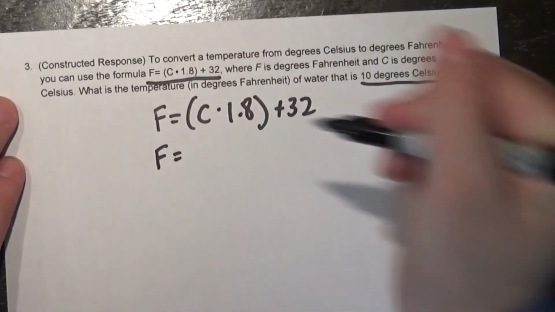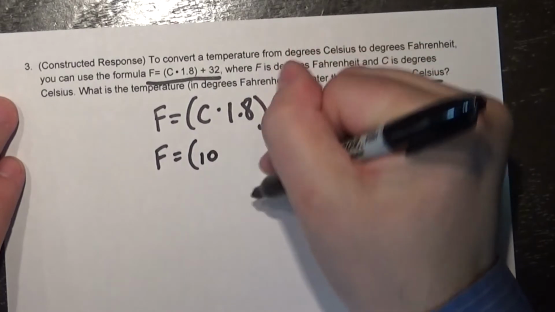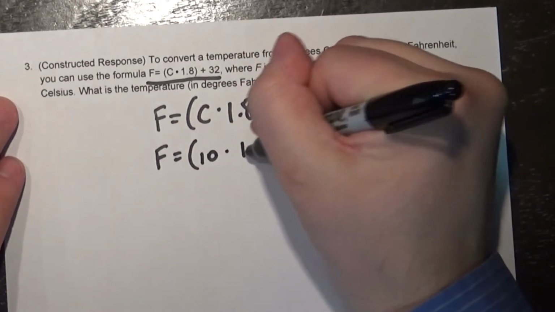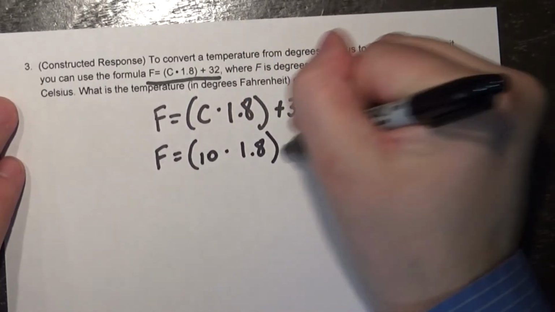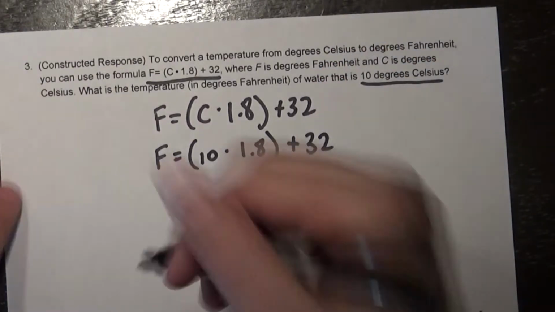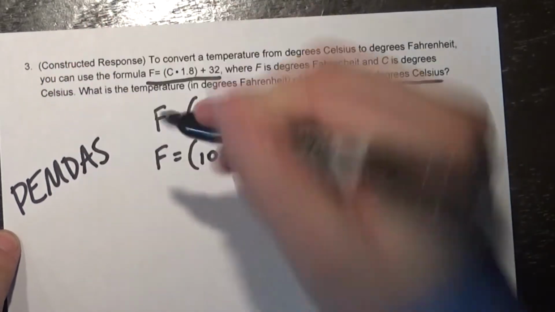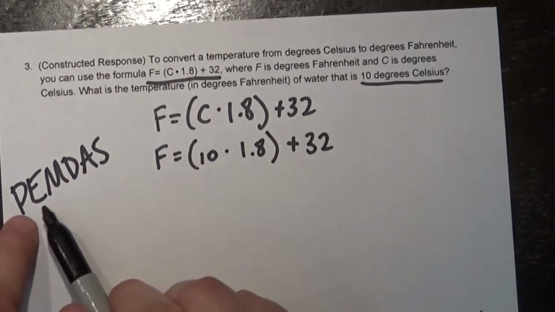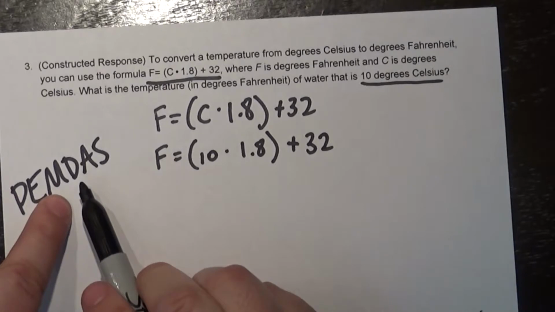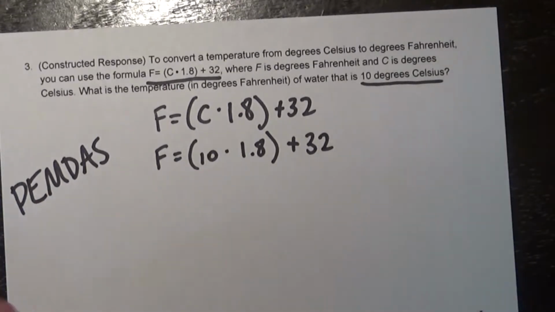So my Fahrenheit temperature is going to be the result of everything I do over here. So the C gets replaced by 10. I keep 1.8 tenths. And there we go. Now PEMDAS is going to be our key here. When you think about PEMDAS, we go parentheses, exponents, multiplication and division in the same step from left to right, addition and subtraction in the same step from left to right.